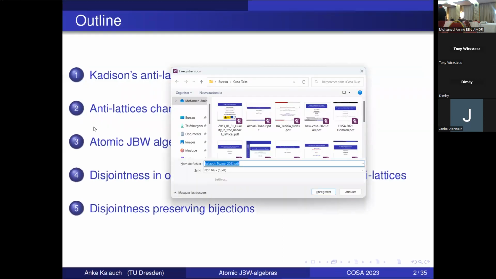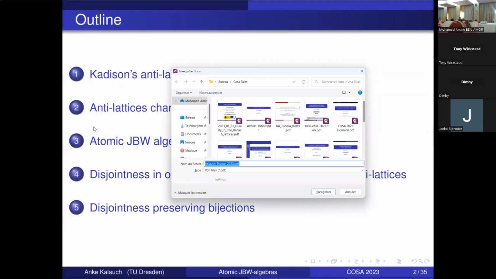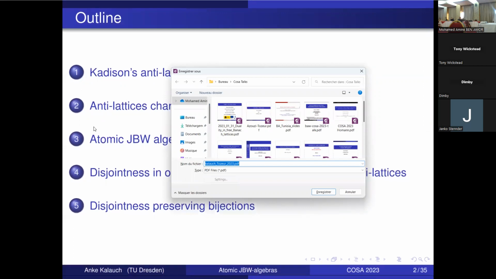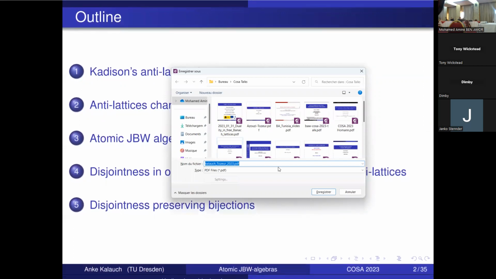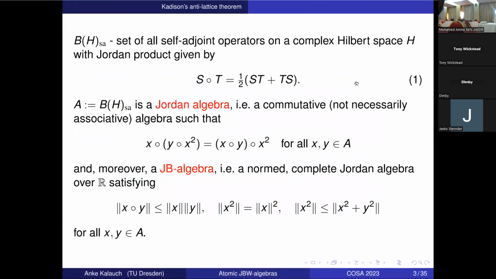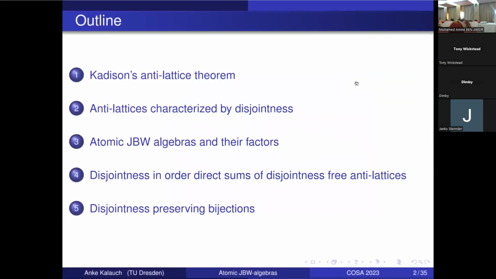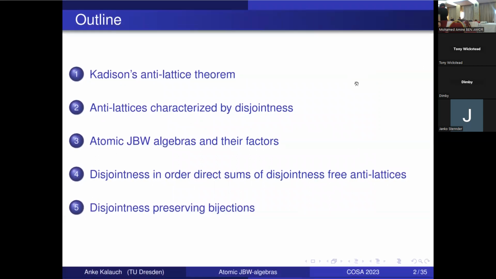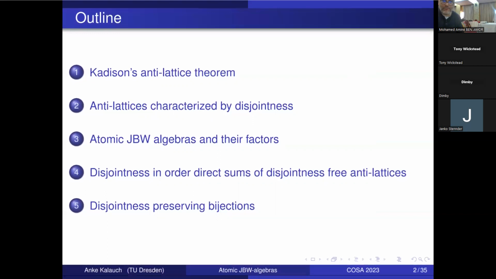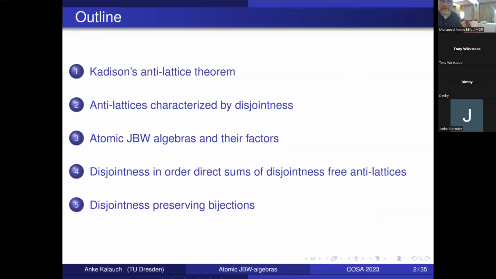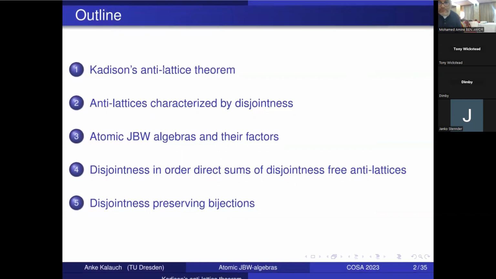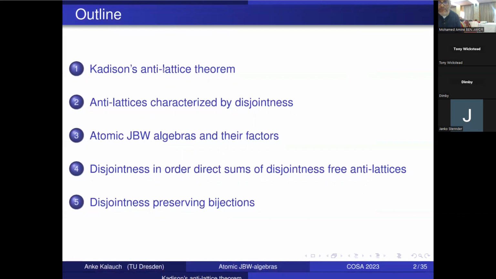The motivation for the things I want to talk about today is the classical Kadison theorem. I will start with explaining what structure we have in B of H, and establish all the things I need for the more general case. So the first part of my talk can be considered as a generalization of the classical Kadison anti-lattice theorem.